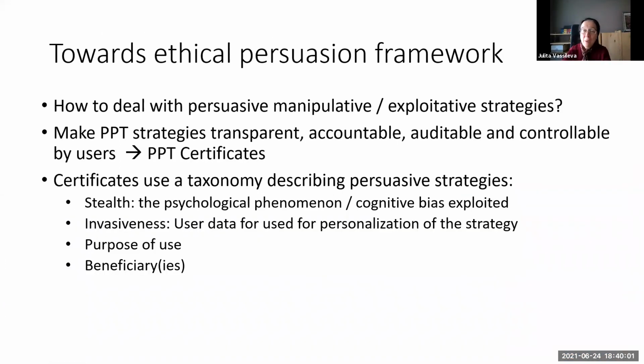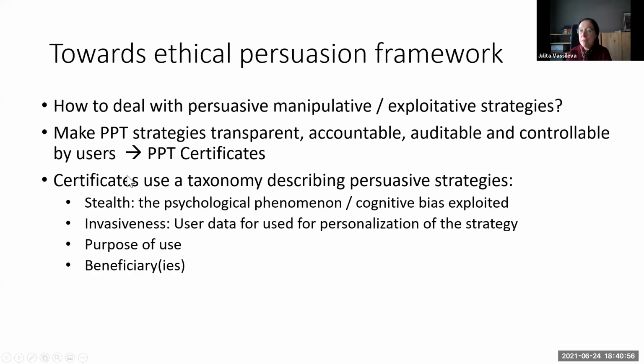However, what I want to work on in the future is how to make those hidden, stealth persuasive strategies more explicit. So how to make them transparent, accountable, and auditable. I'm thinking that persuasive technologies have to be certified, and this certification should use some kind of taxonomy which classifies them according to their stealth, what kind of psychological features or cognitive biases they exploit, how invasive they are, and what kind of user data is used to personalize them. Also, for what purpose is the persuasion and who benefits from it.